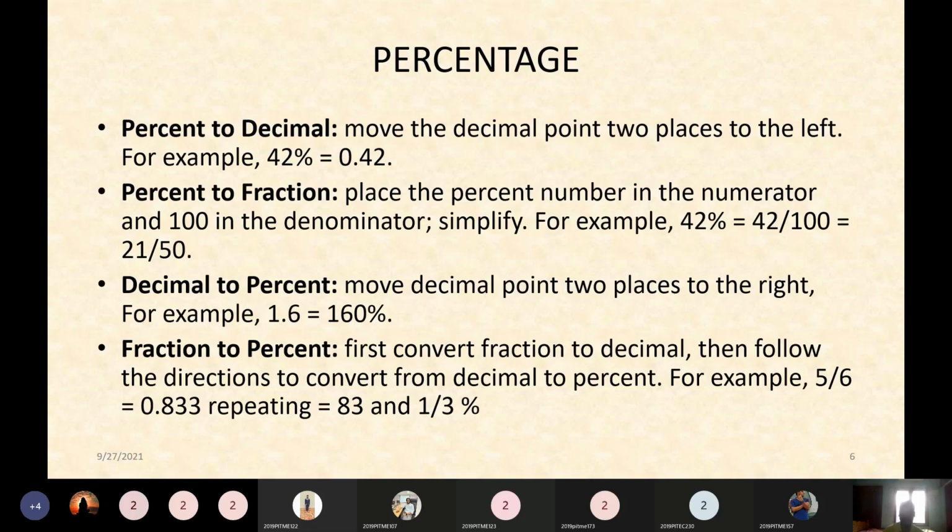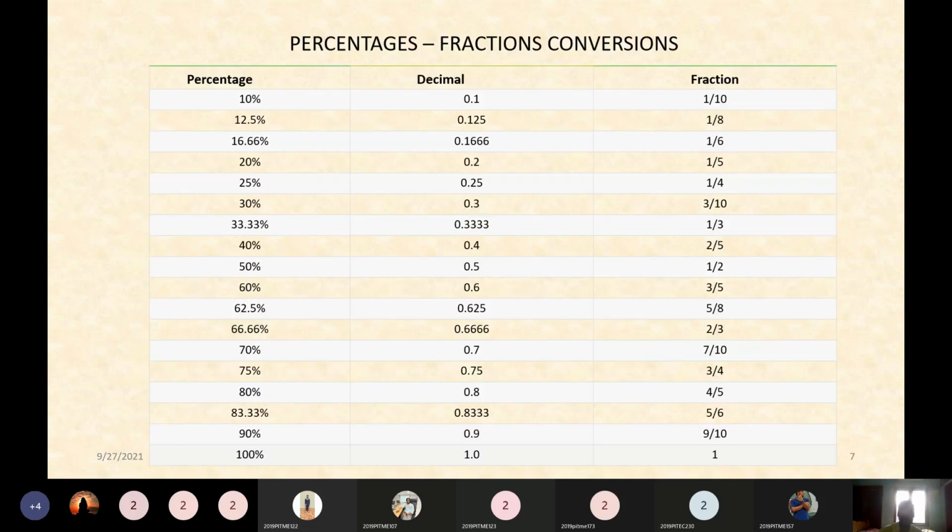It is a useful table actually. You can get the fraction to decimal or decimal to fraction from this table. So this table is very useful. You can convert percentage to decimal or decimal to fractions. Whatever data you need, you can use this table to get the values.